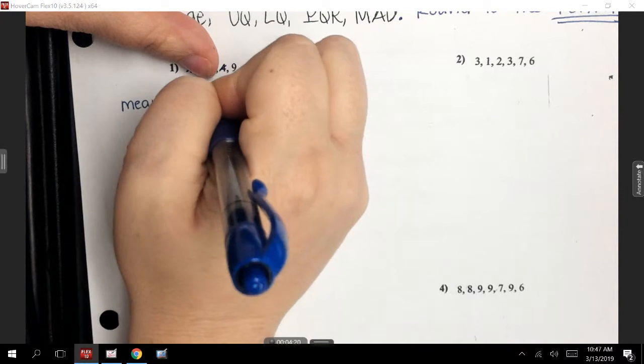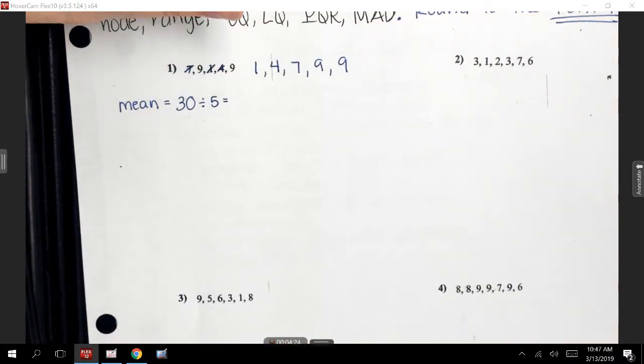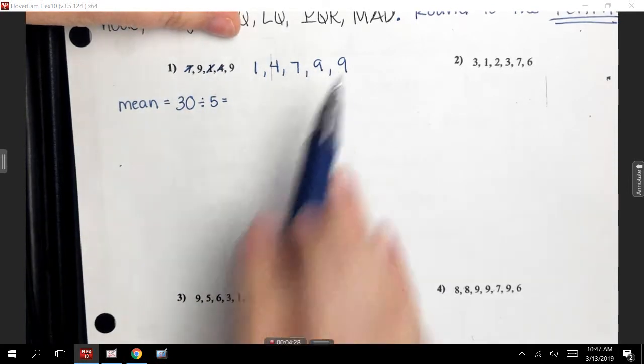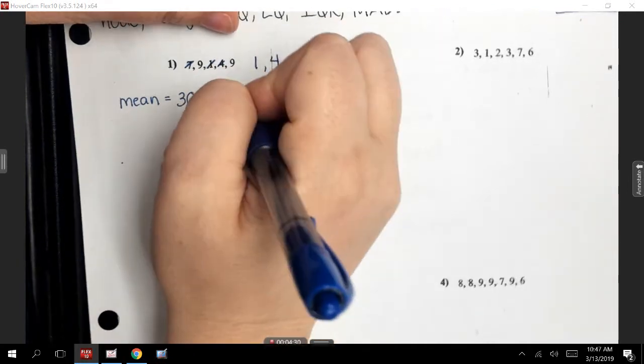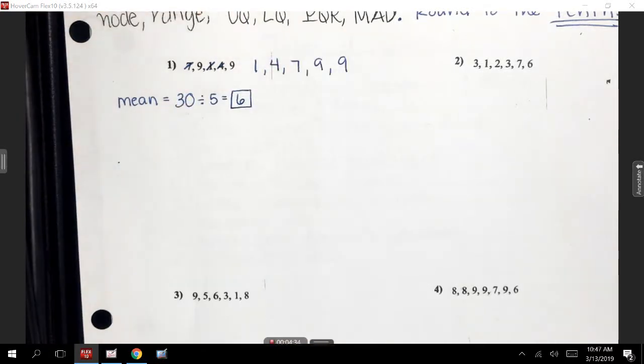Divide by 5. All right, you with me over there, Zach? Yeah. All right. Why am I dividing by 5? Javon? 1, 2, 3, 4, 5 numbers. So we divide by 5. That gives me 6. So I'm going to circle that in a box. That's my answer for my mean.